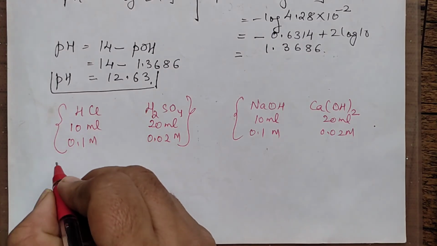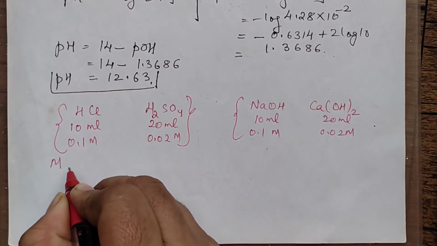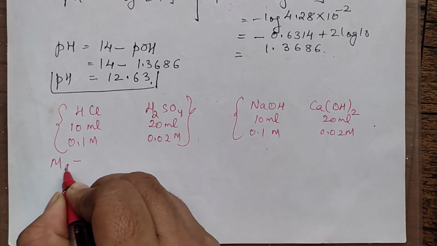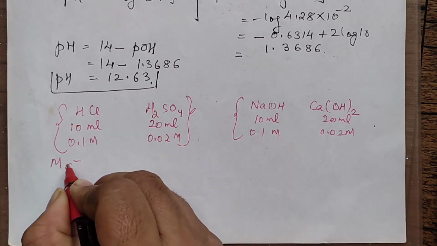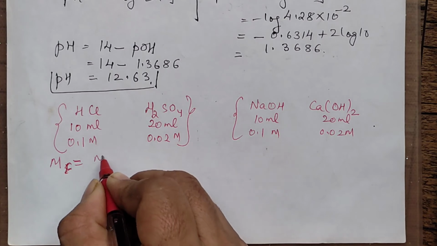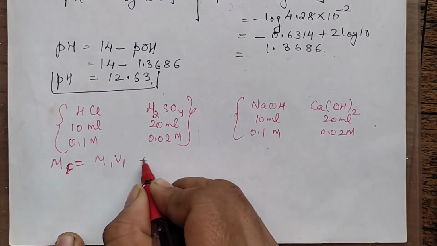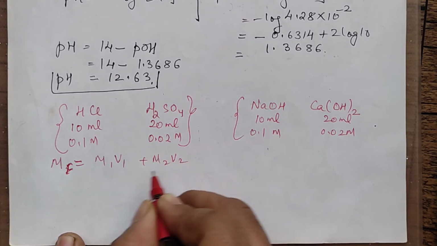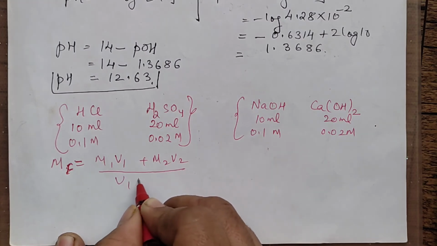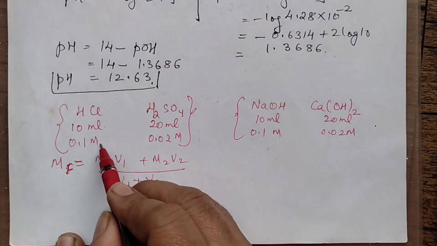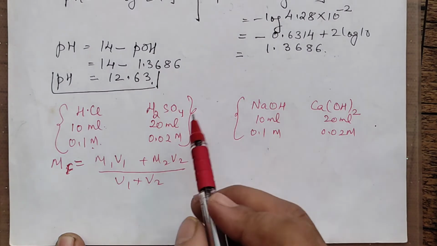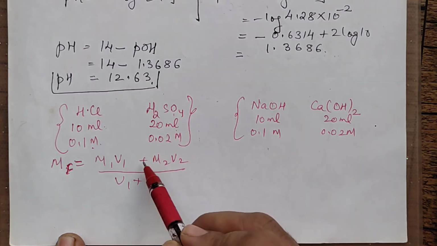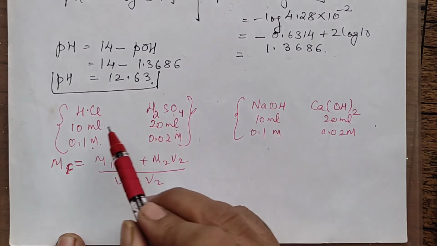In such cases, you will calculate the final molarity, which will be equal to M1V1 plus M2V2 divided by V1 plus V2. That means the molarity volume product of the first acid plus the molarity volume product of the second acid, divided by the sum of the volumes.